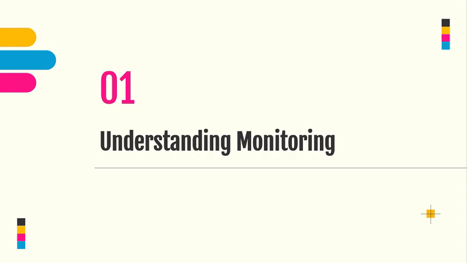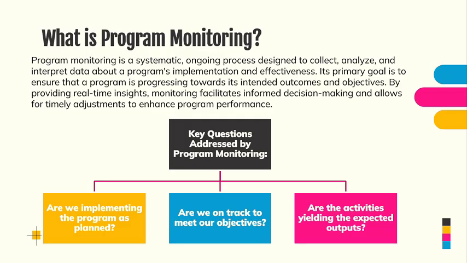Understanding monitoring. What is program monitoring? Program monitoring is a systematic, ongoing process designed to collect, analyze, and interpret data about a program's implementation and effectiveness. The primary goal is to ensure that the program is progressing towards its intended outcomes and objectives. Monitoring provides real-time insights, facilitates informed decision making, and allows for timely adjustments so that you can improve your project or program performance.